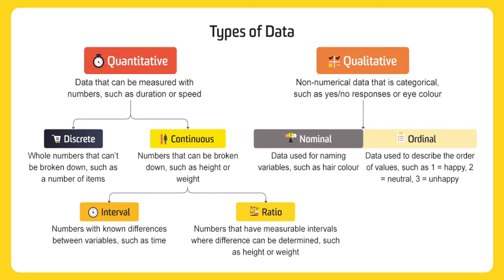Now moving towards qualitative data. Qualitative data can be measured through nominal scale or ordinal scale. As the name suggests, nominal means for naming only. That means data used for naming variables, such as hair color, color of eyes, all those things only for naming purposes. It is nominal scale.